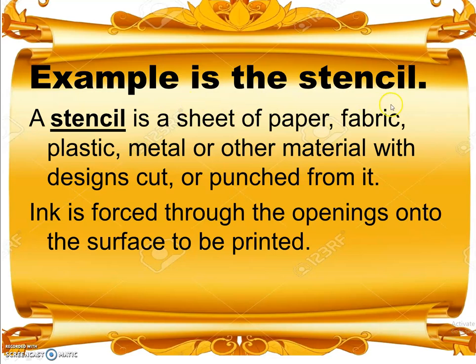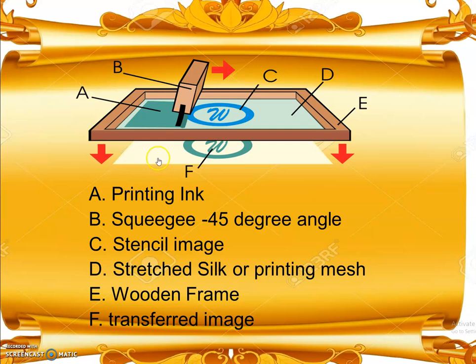So, an example of screen printing is a stencil. A stencil is a sheet of paper, fabric, plastic, metal, or other materials with design cut or punched from it. Ink is forced through the opening onto the surface to be printed. Like this one. There is a screen. Okay? This is the screen. And there is a design here. So letter A is the printing ink.